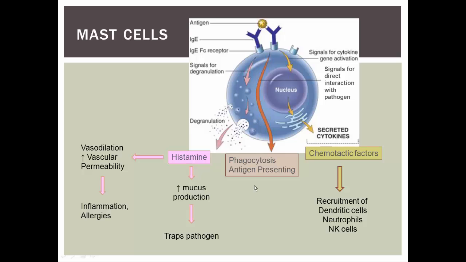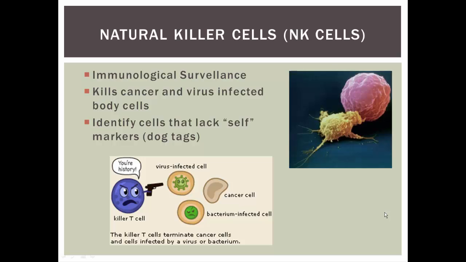Mast cells are capable of phagocytosis, and they also can act as antigen-presenting cells, or our scouts. And they release chemicals, cytokines. These are chemotactic factors. This means that they release chemicals that dendritic cells and neutrophils and natural killer cells can follow using positive chemotaxis, follow the trail, and so that recruits those cells to wherever the mast cells are. And these guys, remember, the dendritic cells and neutrophils, are going to phagocytize whatever it is that's bothering us, and natural killer cells will kill. So we'll look at those guys next.